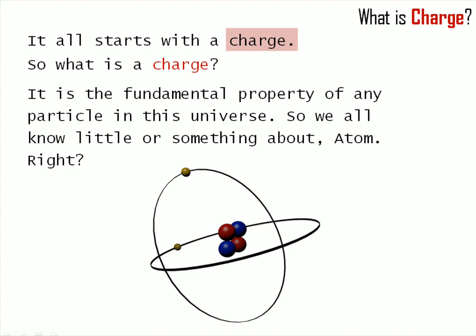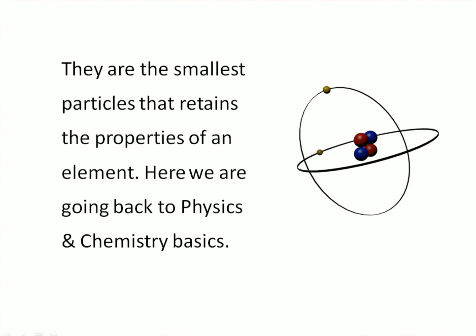Electrons are negatively charged particles, so they revolve around the nucleus in an atom, and atoms are the smallest particles in the universe which retain the properties of an element. So that's what we're explaining here. Here we are going back to physics and chemistry basics. As you can understand, we've already discussed it, right?